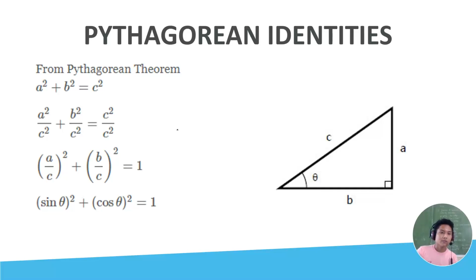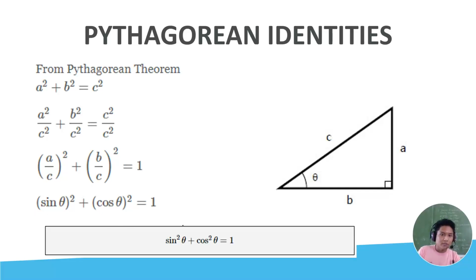Since a over c is equivalent to sine theta, where sine theta is opposite over hypotenuse, substitute a over c by sine theta. For b over c, the adjacent to that angle divided by the hypotenuse equals cosine theta, substitute. So we will have an identity of sine squared theta plus cosine squared theta is equal to 1.